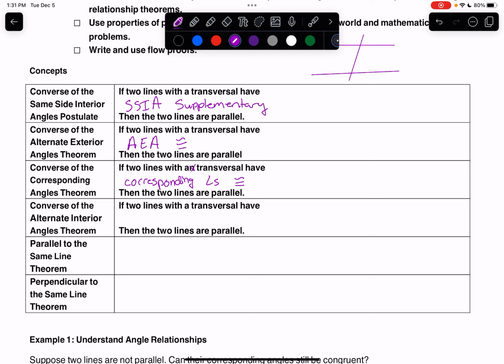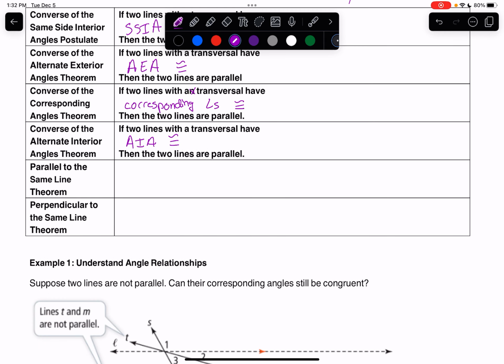And the converse of the alternate interior angle theorem: if two lines with a transversal have alternate interior angles that are congruent, then the two lines are parallel. And we've missed one on here, the converse of the same side exterior angles theorem. Again, if they have same side exterior angles that are supplementary, then the lines are parallel. We also have two other theorems that are pretty simple today. It's the parallel to the same line theorem and the perpendicular to the same line theorem.